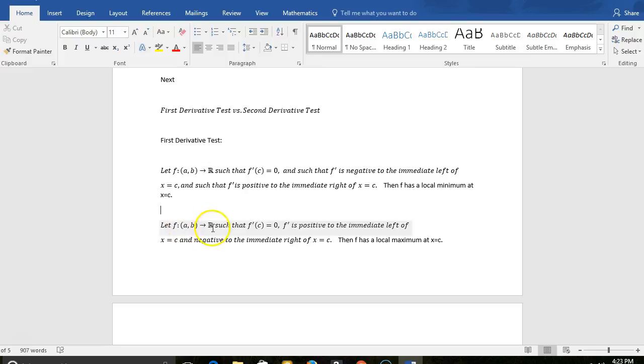In a similar vein, if you want to do the maximum, just use our old buddy y equals negative x squared, the upside down version of the classic parabola. This time we have positive slope to the immediate left and negative slope to the immediate right. It's the opposite scenario. Okay, but you get the idea.